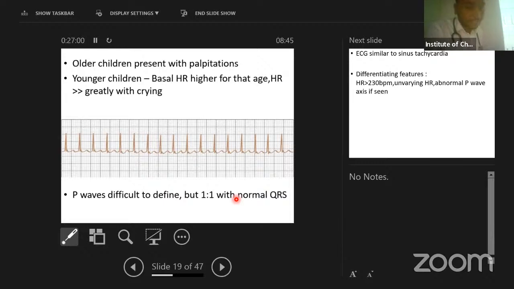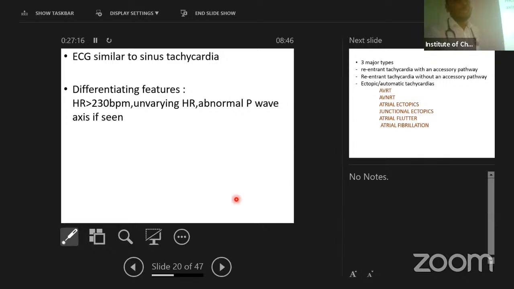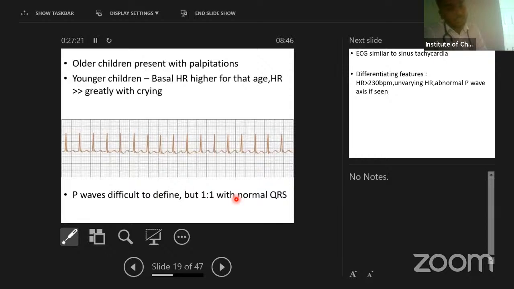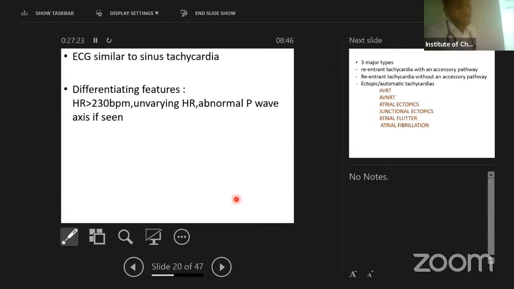In this ECG, it is difficult to identify the P wave, but there is a 1:1 ratio of P and QRS complex with a normal QRS complex. This ECG is similar to sinus tachyarrhythmia, but there is a difference: the heart rate is more than 230 beats per minute with an unvarying heart rate and abnormal P wave axis.